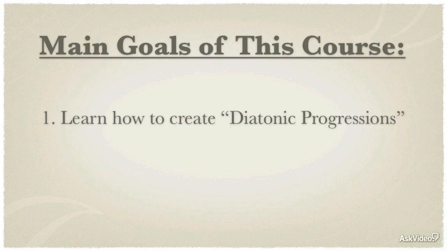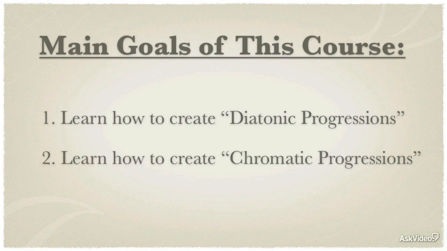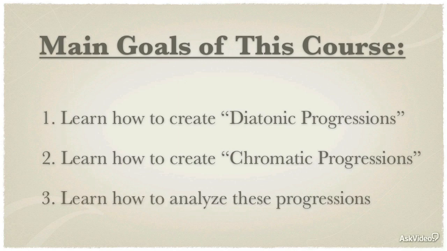The goals of this course are to teach you to: 1. Learn how to create the most common and basic chord progressions. These I call diatonic progressions. Number 2, we'll learn how to create more advanced or colorful progressions. These progressions I call chromatic progressions. Number 3, we'll be learning how to analyze these chord progressions so that we can understand how to create our own. Along the way, I'll throw in some exercises which will help to reinforce your learning.